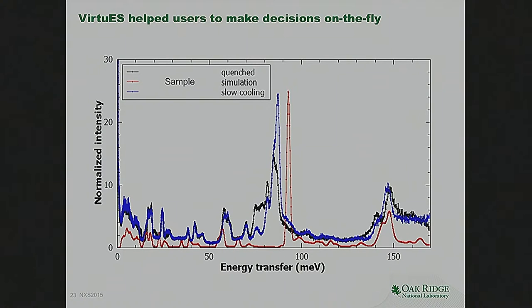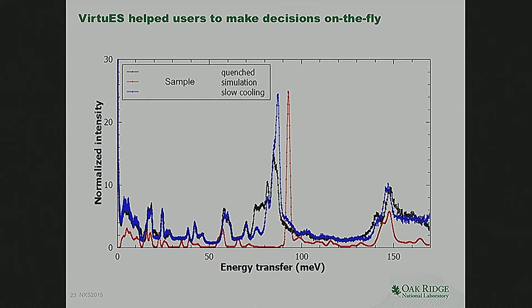So this is an example of what these guys did in this experiment. And this was a particular material that was a glassy material. And the first thing that they did is they measured the black line that essentially is quenched. You just put the material, dip it into liquid nitrogen, trying to quench it.